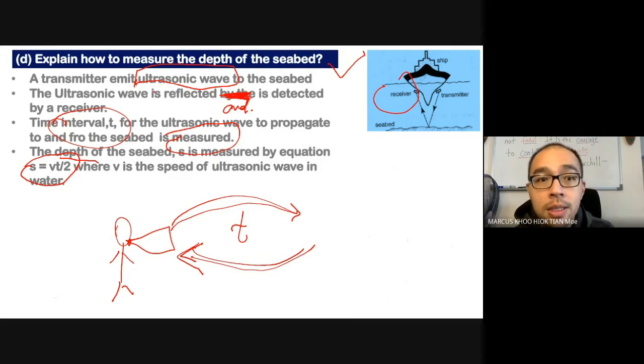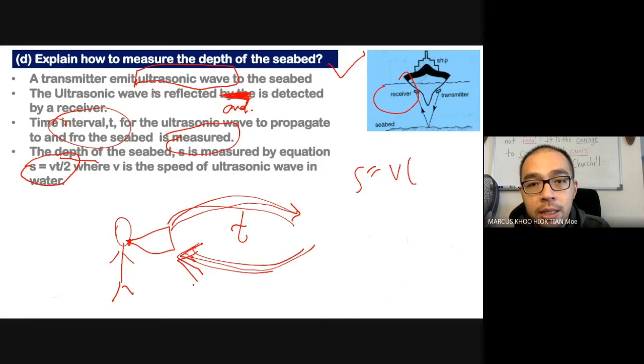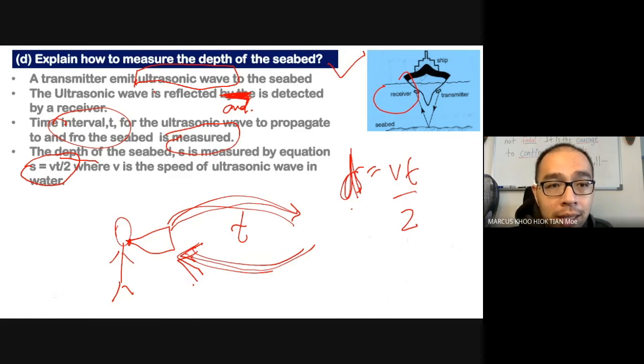Okay, they use ultrasonic waves, and then they count the time from when they send out the wave until it comes back to them, and then they use this equation, S equals VT over 2. Actually, not S. Most people like to use the letter D for depth, to calculate the depth of the seabed. Of course, V is the speed of the ultrasonic wave. This one usually is given. Either given or you have to calculate.